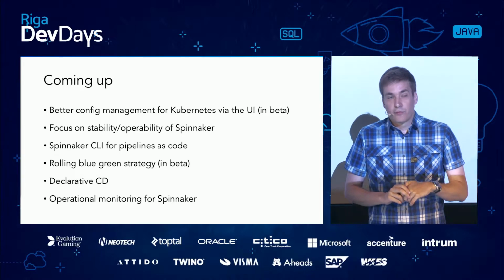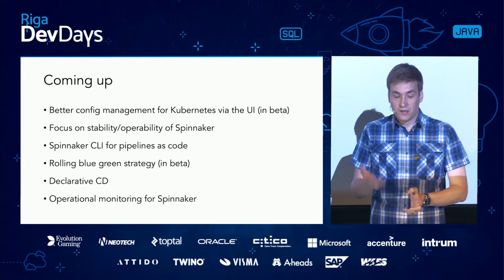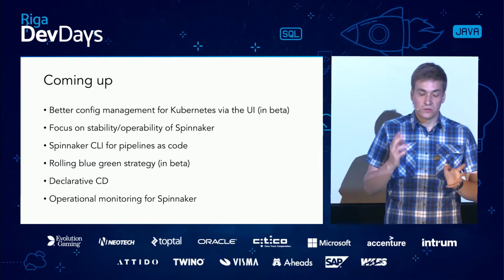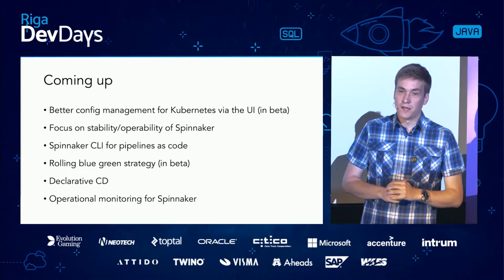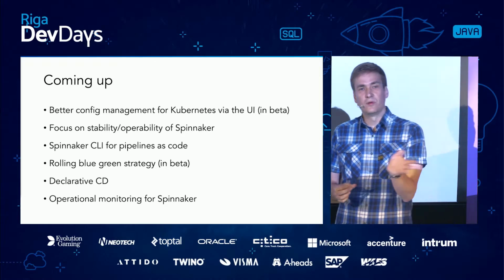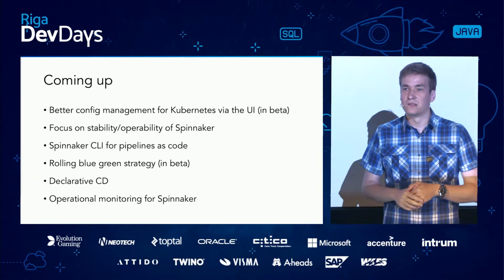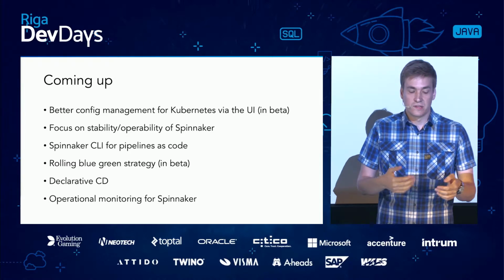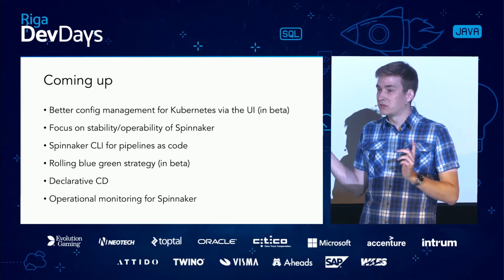And of course, throughout the entire time of Spinnaker, we're going to focus on the stability and operability. And the Spinnaker CLI now allows you as well to have pipelines as code. At least that's coming up. So that's an important part because, who's using Jenkins here? Anyone using Jenkins? Yeah, so you're probably using the configuration as code as well to push it to Git. Right, so this is also coming for Spinnaker. And rolling blue-green strategy, you can already use it, but it's also in beta.